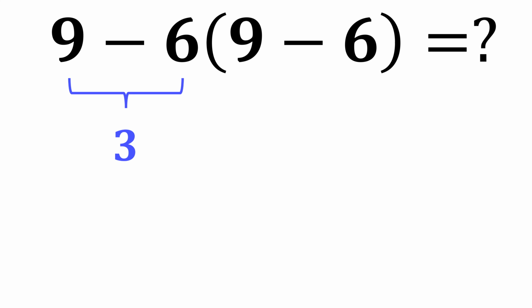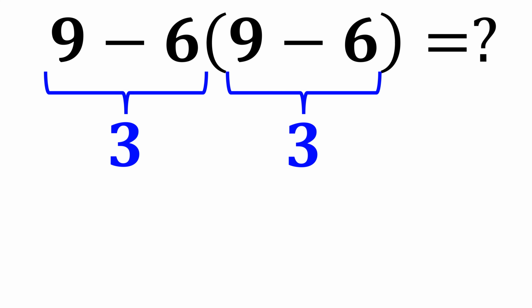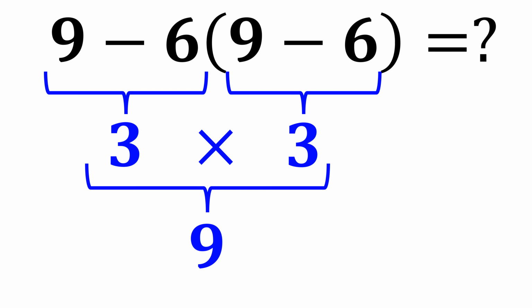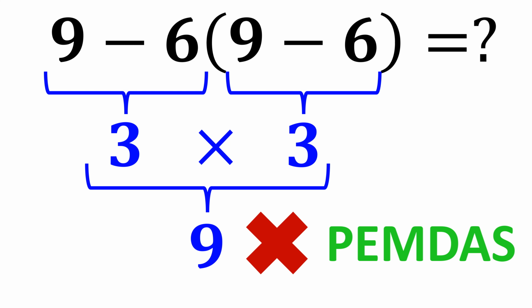9 minus 6 equals 3, and again 9 minus 6 equals 3, and 3 times 3 equals 9. But this answer is wrong because we didn't pay attention to the order of operations. The rule that comes to our aid here is the PEMDAS rule.